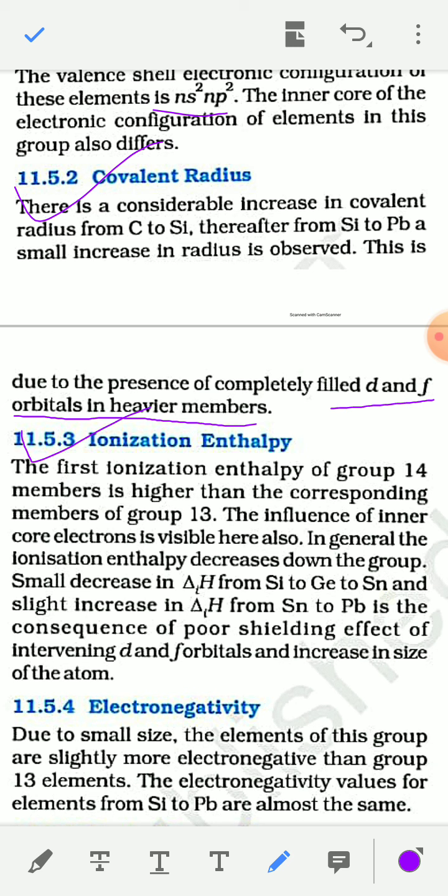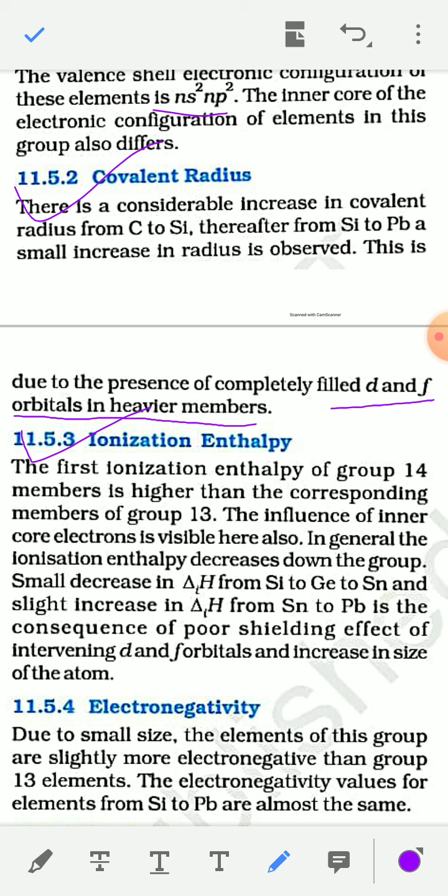Now ionization enthalpy. First ionization enthalpy of group 14 elements is higher than the corresponding member of group 13 elements. And the influence of inner core electrons is visible here also, like group 13 elements. Inert pair effect, remember the inert pair effect. Okay, in general the ionization enthalpy decreases down the group.